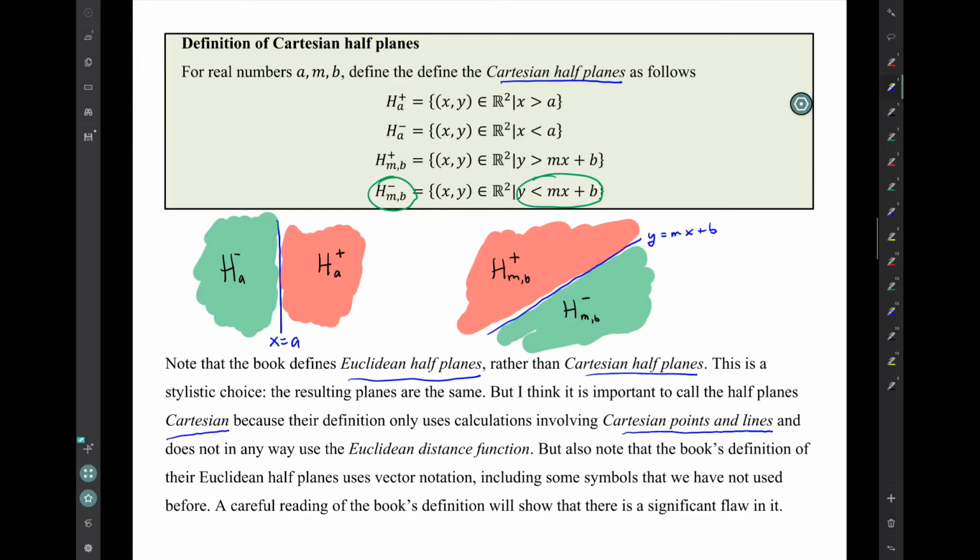But also note that the book's definition of their Euclidean half-planes uses vector notation, including some symbols that we've not used before. And a careful reading of the book's definition will show that there is a significant flaw in it. But mainly, stylistically, I think it's important to call these half-planes Cartesian, because we'll see that they actually can be used in Euclidean geometry, but also in Taxicab geometry.